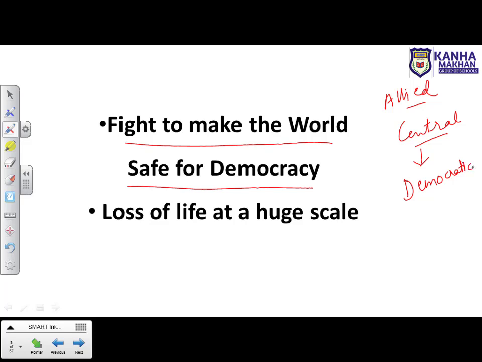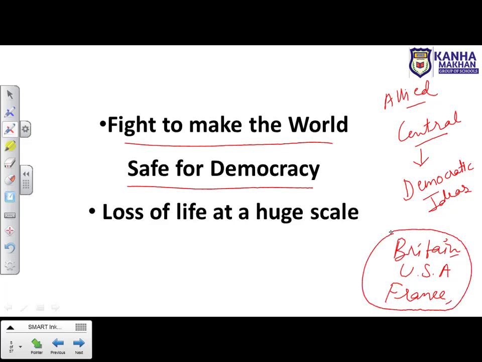And on the other side, the countries which were part of the Allied powers, like Britain, it was a constitutional monarchy. Then on the other side, USA, it is the oldest democracy. France, it was a pioneer of liberal ideas in Europe from a very long time. So the kind of ideology that these countries believed in was completely democratic. But on the other side, the kind of ideology in which the people of Germany and other Central powers believed was not democratic at all. So that is why we can say World War First was a fight to make the world safe for democracy.